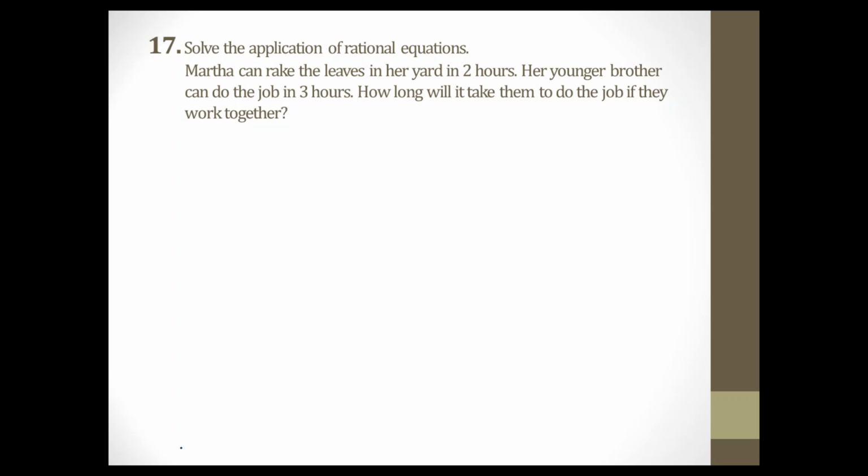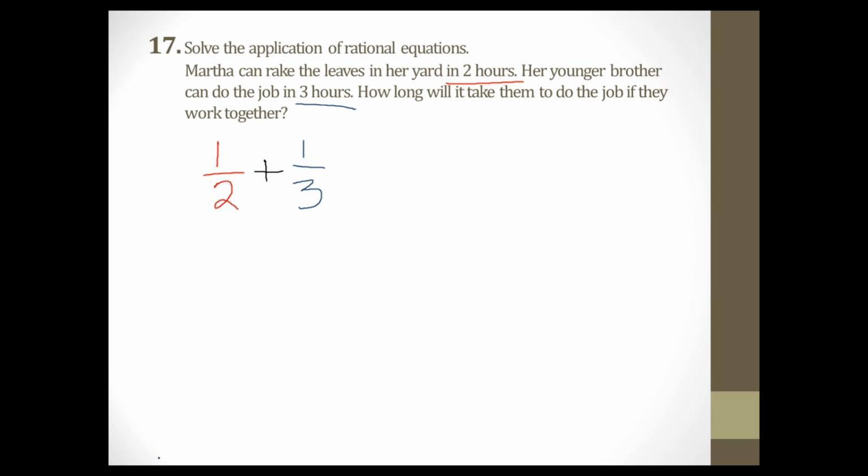So I'm going to play around with some colors. Let's see if I can do this quickly. I like colors. Okay, so Martha can rake the leaves in her yard in 2 hours, so that means that she can rake half of the yard in 1 hour. Plus, her younger brother can do it in 3 hours, so that means he can do a third of the yard in 1 hour.